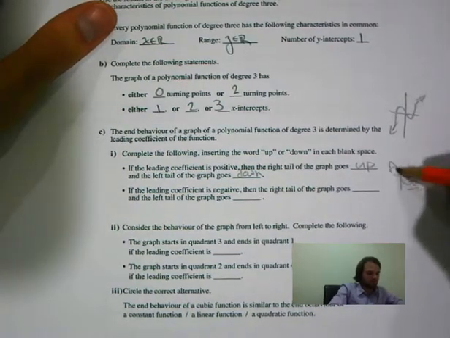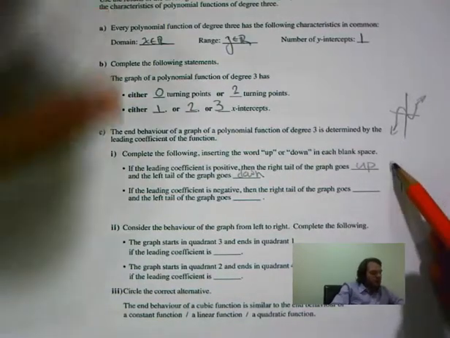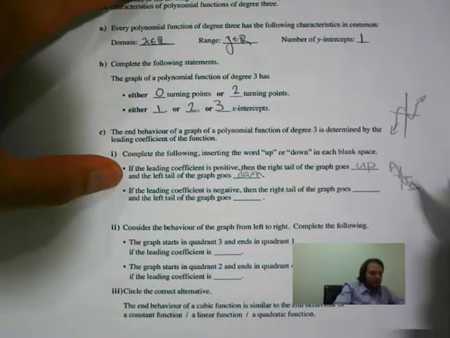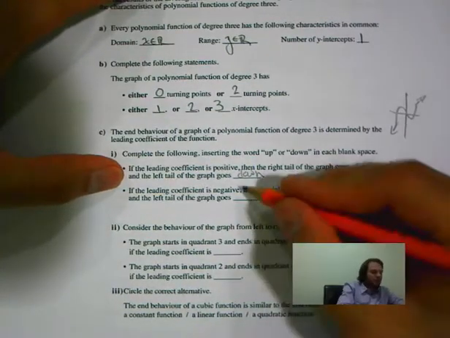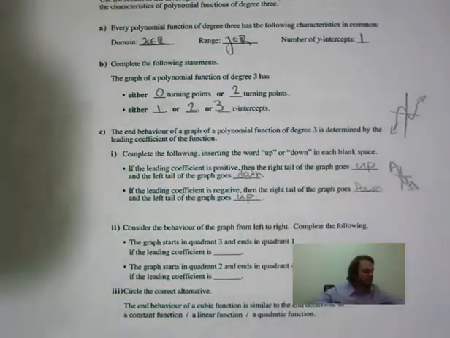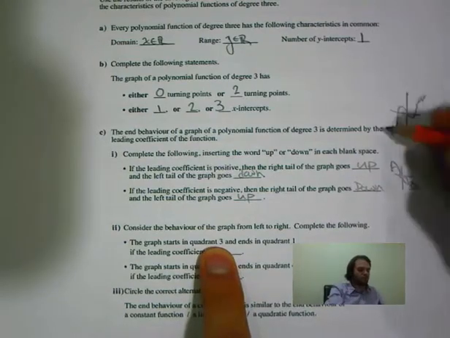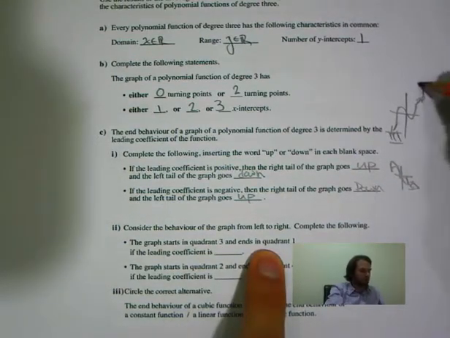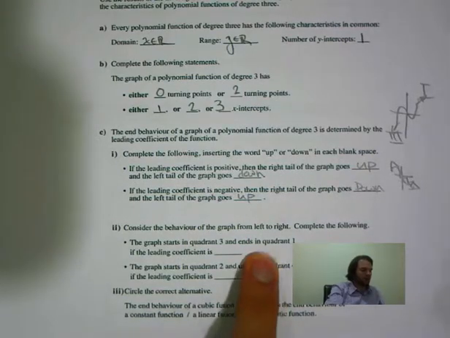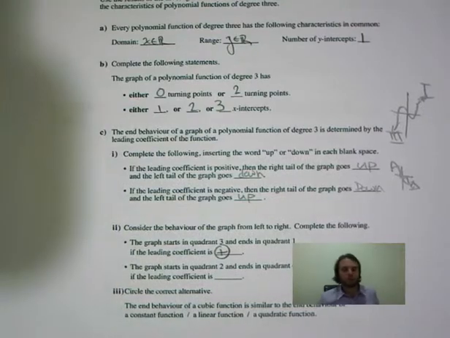Right? There's going to be a little loop-de-loop there. So if it's negative, the right tail is down. This is my right tail, it's going down, and my left tail will be going up. Okay? So let's consider left to right. If the graph starts in quadrant 3, so quadrant 3 is down here, and ends in quadrant 1, this is going to be an increasing graph, so this must be positive. My leading coefficient must be positive.